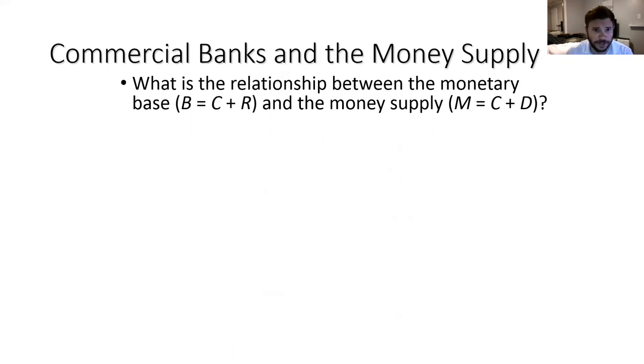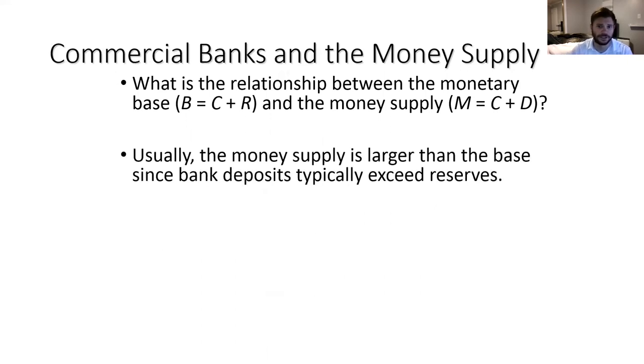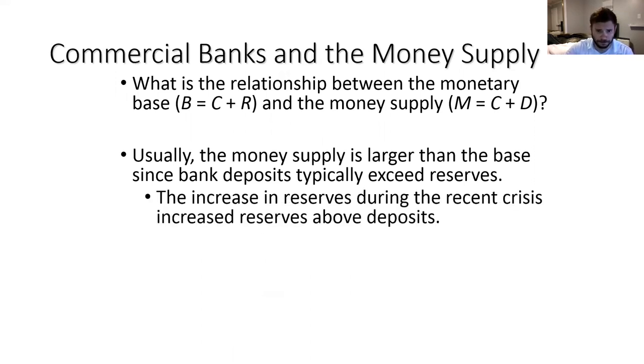So what we're going to do in this set of videos is think about the relationship between the base and the money supply. It turns out that usually the money supply is larger than the base. You'll notice that the currency in circulation is the common component of the two. But since the money supply is usually larger, this means that in general, deposits in banks typically exceed reserves, with only a few exceptions to that historically. In the recent crisis, this actually happened, and we'll take a look at a case study a little bit later regarding the Great Recession and when this excess reserve behavior occurred.